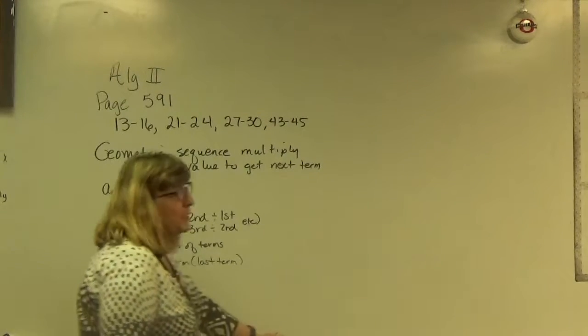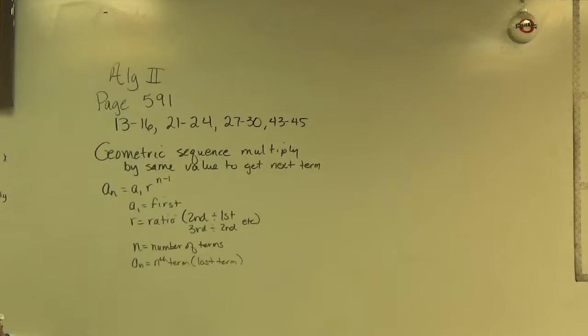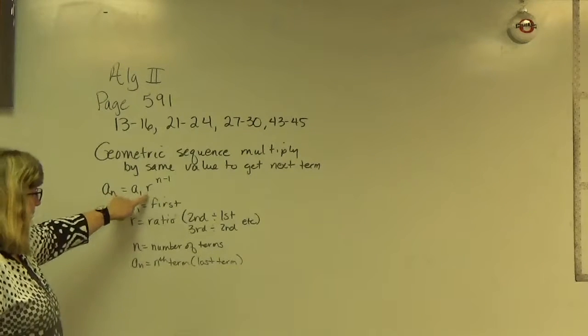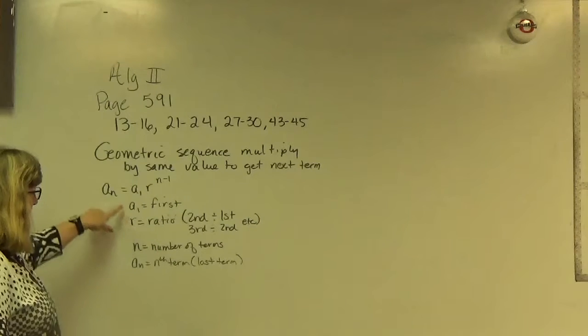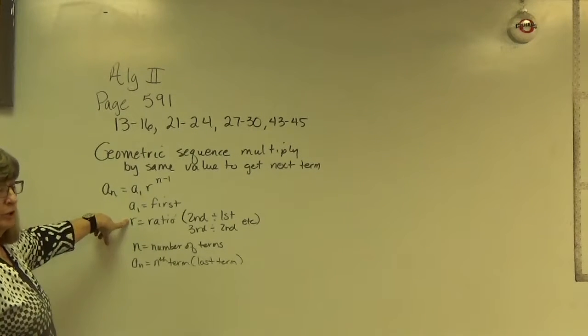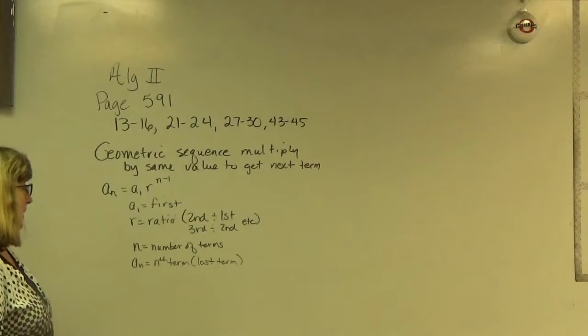So today is the geometric sequence, where you have to multiply by the exact same thing to get the next term. The only difference is we do have a formula: A sub n equals the first term times ratio to the n minus 1. A sub 1 still stands for the first term. R is our new variable. It stands for ratio, and it's found by taking second divided by first, and so on and so forth.